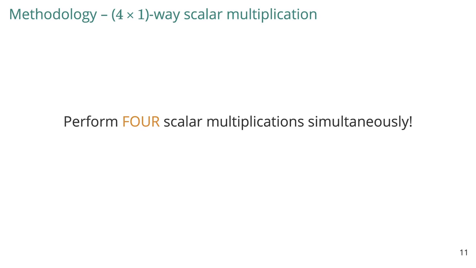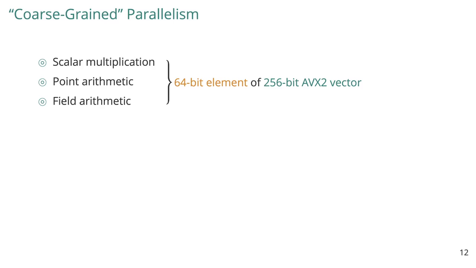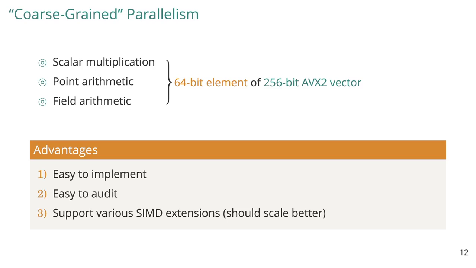And each instance can use a different scalar, and in the case of curve 25519, each instance can use a different base point. In each scalar multiplication, the point arithmetic and the underlying field arithmetic use only a single 64-bit element of a 256-bit AVX2 vector. We could say that this is a coarse-grained form of parallelism. And it has several advantages.